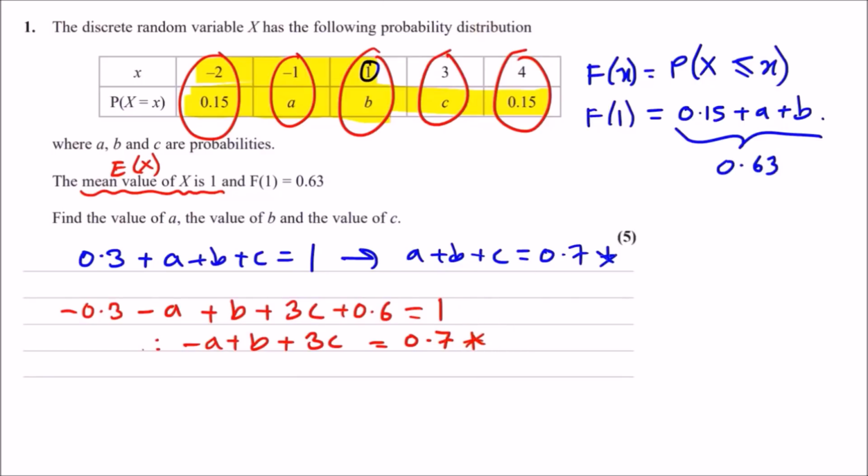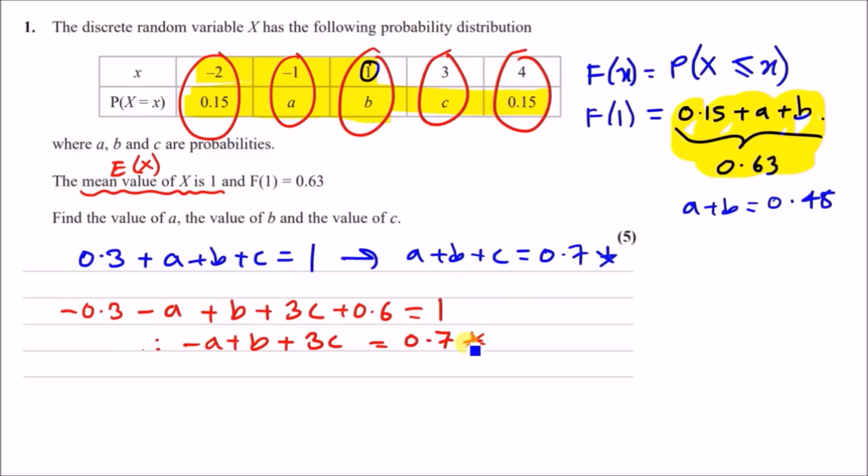Now equation number 3, we just did it earlier. It's the one involving F(1). We know all of this equals 0.63, so just subtract 0.15. You have a plus b must equal 0.63 take away 0.15, which is 0.48. Now we're almost done. To work out a, b, and c, we're going to solve these triple simultaneous equations with all three variables.